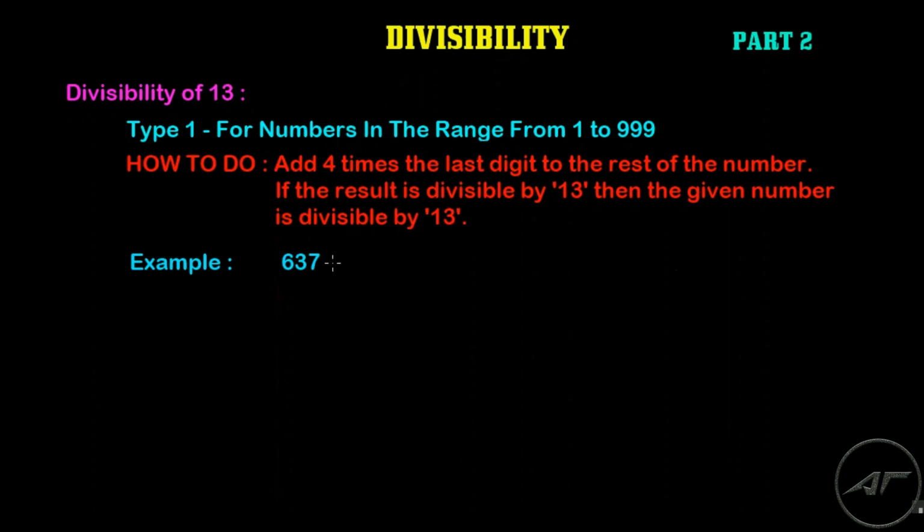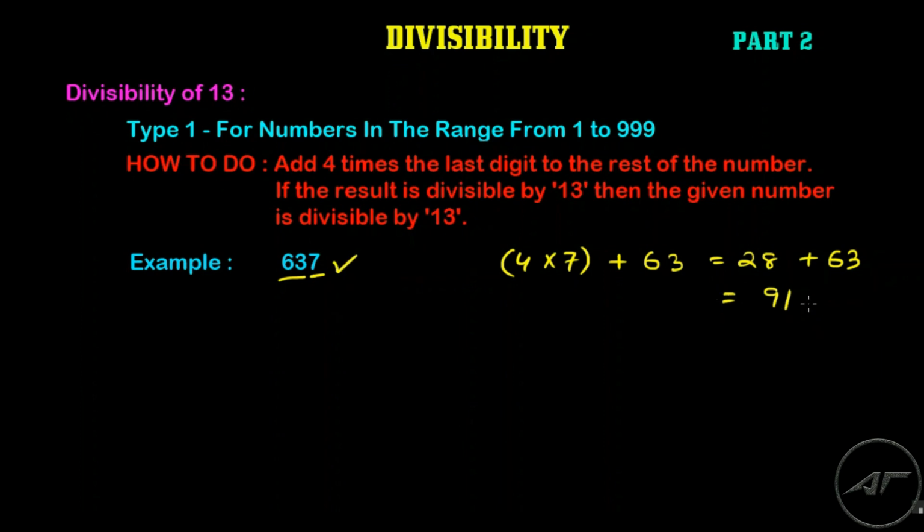Let's try it out for 637. Now in 637, our last digit is 7. So as per the rule, we'll add 4 times the last digit to the rest of the number, that is 63, which gives us 28 plus 63, which is 91. Now the rule suggests that the result should be divisible by 13, and then only this number is divisible by 13. Therefore, if this number is divisible by 13, then this entire number is going to be divisible by 13.